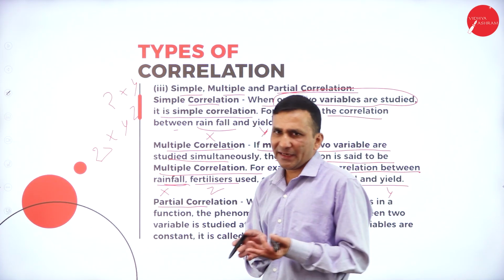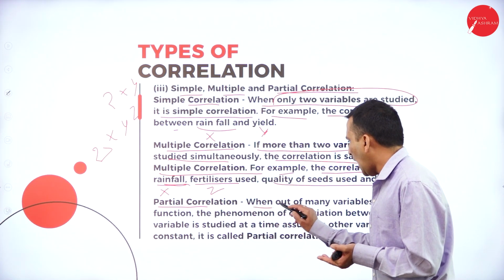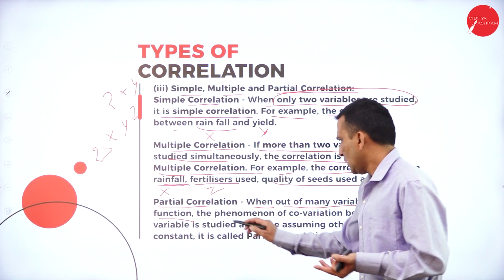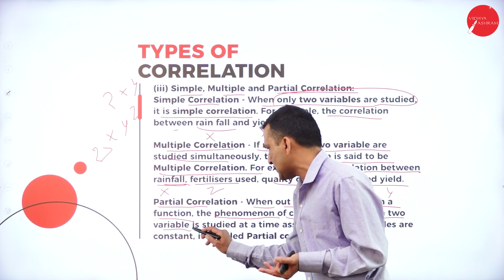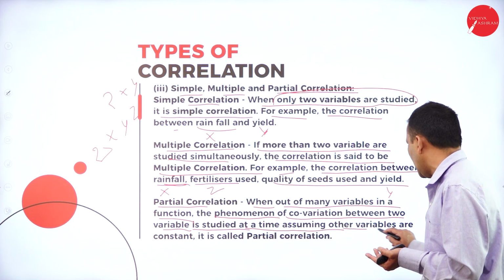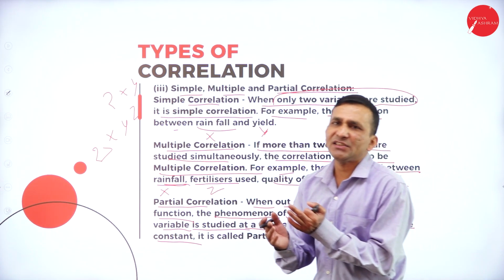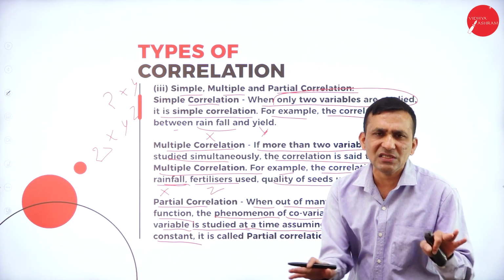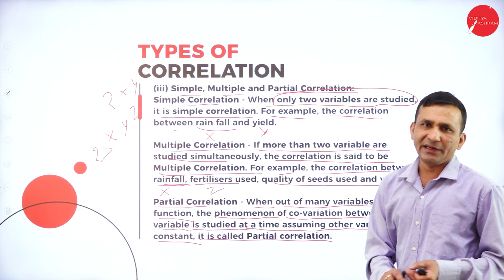And partial correlation: out of many variables in a function, the covariation between two variables is studied at a time, assuming the other variables are constant. If you connect a number of variables, and one particular variable is constant and won't change, it is said to be partial correlation.